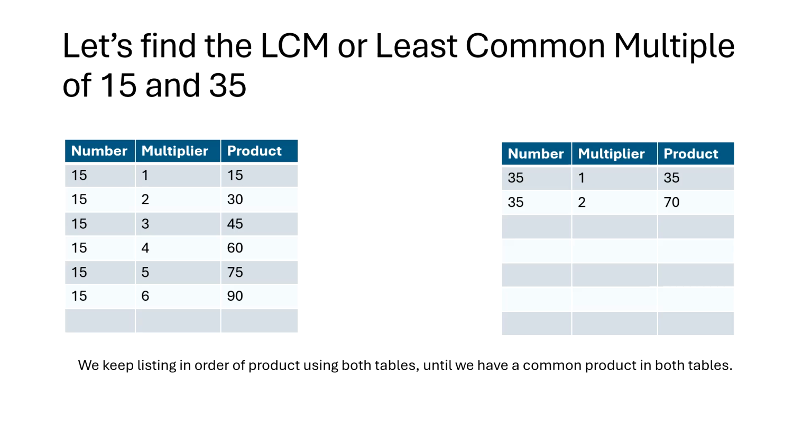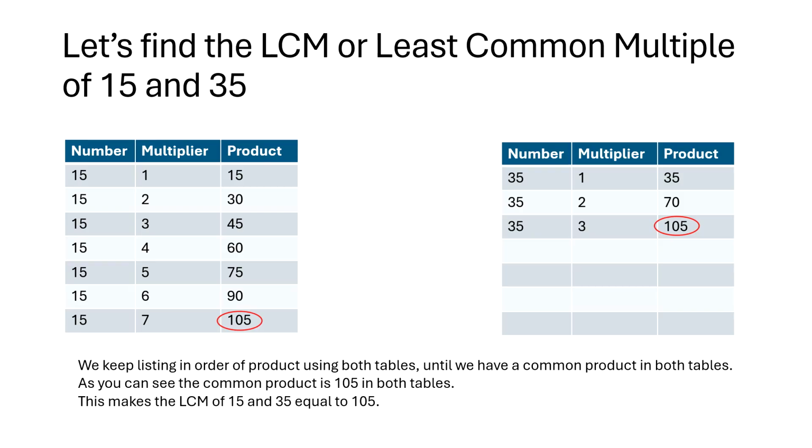First table, 15 times 6 is 90. And then the second table, 35 times 3 is 105. And first table, 15 times 7 is 105. And you can see that the least common number, or least common multiple, in both tables is 105. This makes the LCM of 15 and 35 equal to 105.